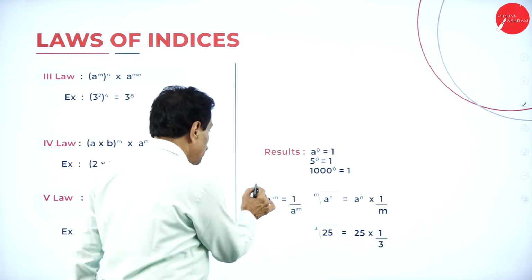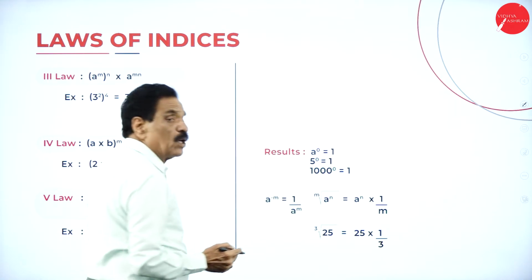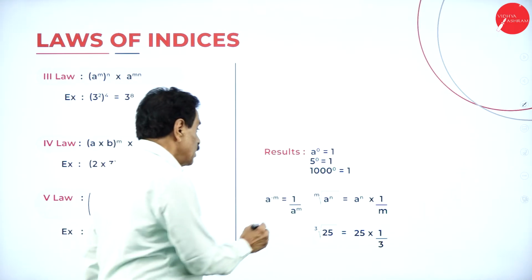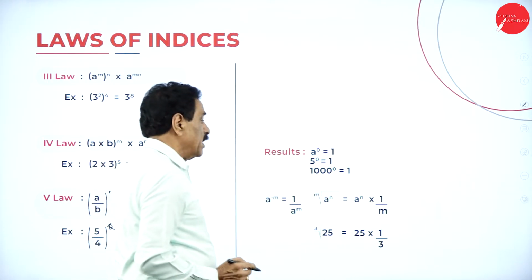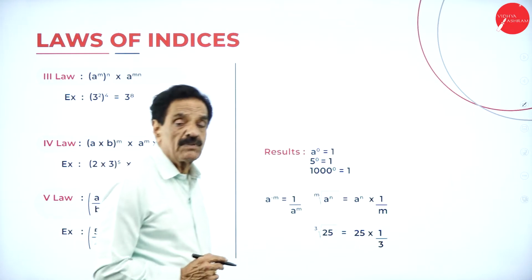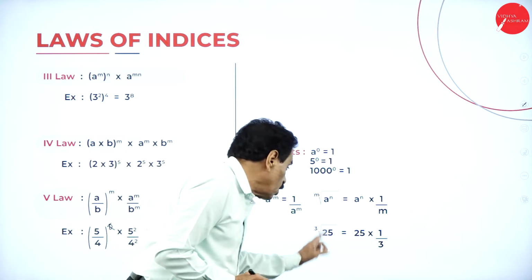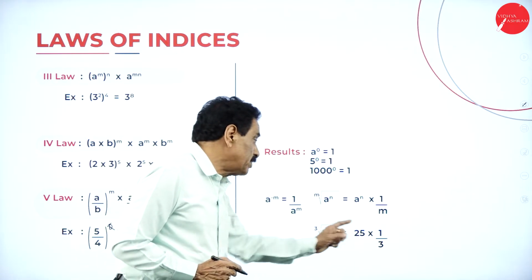Then, a to the power of minus m can be written as 1 over a to the power of m. So, mth root of a to the power of n is a to the power of n divided by m, that is a to the power of n by m. 3 cubed to the power of 25, 25 into 1 by 4.